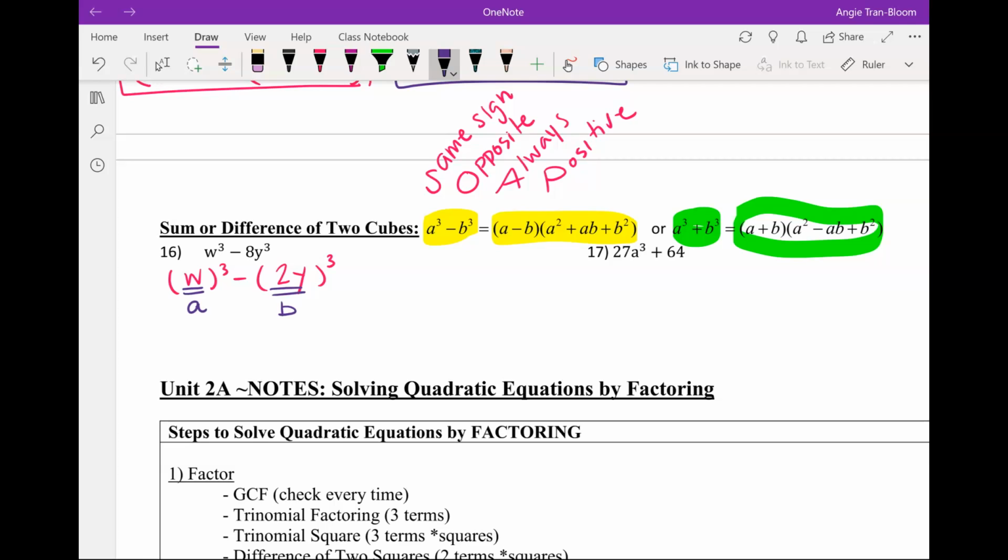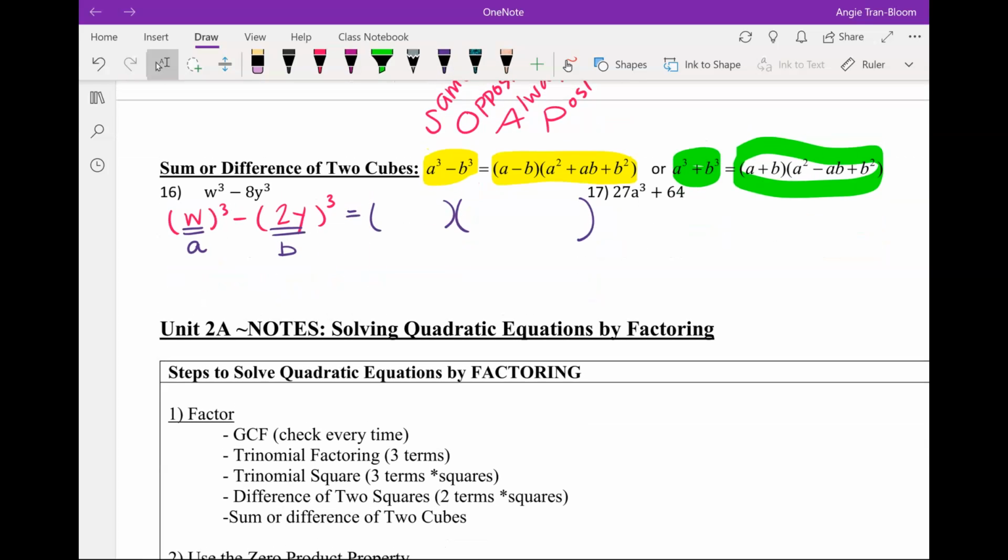All right. So the formula says, always, so same sign, opposite, and always positive. So first quantity and then the trinomial. What goes in our first smaller quantity? A minus B. What's A? W. What's B? 2y. That's your A minus B. Beautiful. Then it goes on and says, okay, times the quantity of A squared.